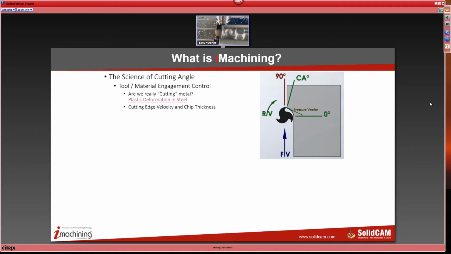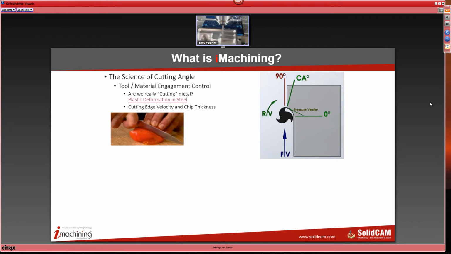Now, cutting edge velocity has a great impact on the ability to carry a heavier chip thickness. I want to get into that a little bit. The cutting edge velocity is how fast the flute is actually moving through the material. The higher the cutting edge velocity, the lower what we call the latent energy of plastic deformation. An easy way to look at this is to think about a sharp knife on top of a tomato. If you take a sharp knife on a tomato and you push it straight down, you're going to squash that tomato.